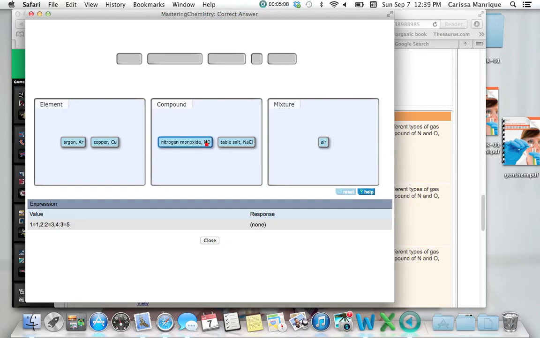So for example here, nitrogen and oxygen combined is a compound. But if I put nitrogen over here and oxygen over here, but they're not bonded, then those are elements. And then air is a mixture of nitrogen, oxygen, argon, helium. It's a mixture of a lot of things, and so that's a lot of different compounds if you want. So that is a mixture.